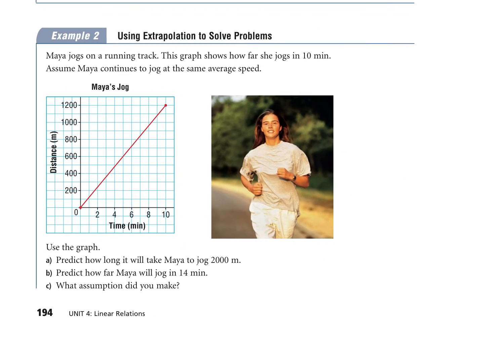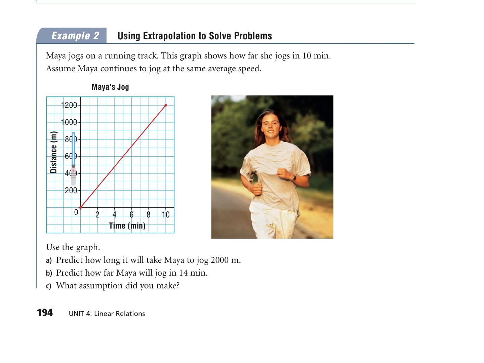So next we're talking about extrapolation. Use extrapolation to solve problems. Remember, extrapolation is when we need to look beyond our graph. So this is saying to us, Maya jogs on a running track. This graph shows how far she jogs in 10 minutes. Assume Maya continues to jog at the same average speed. So this is very similar to the car, only Maya here is running or jogging, and she's staying at the same constant speed. Predict how long it will take Maya to jog 2,000 meters.